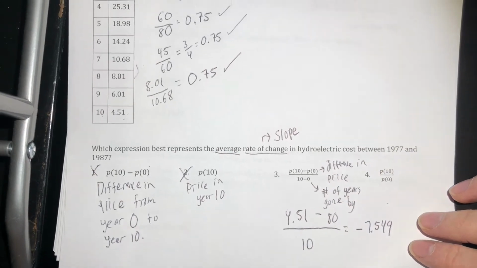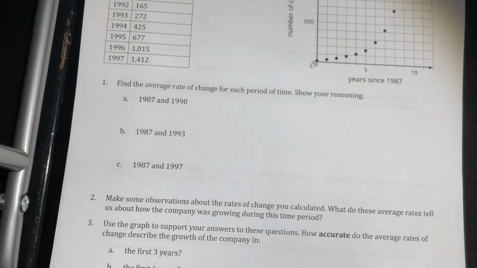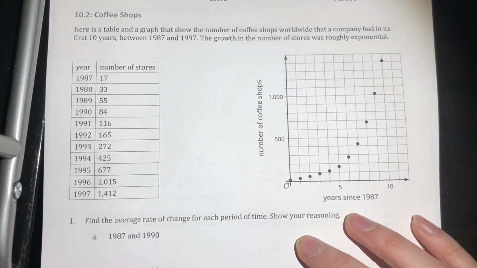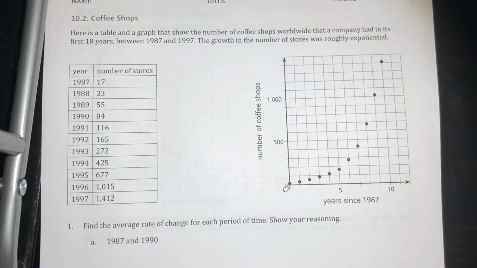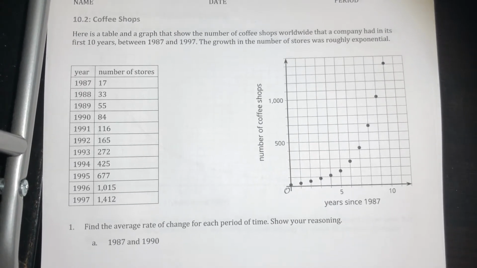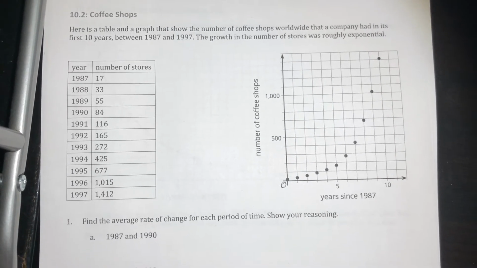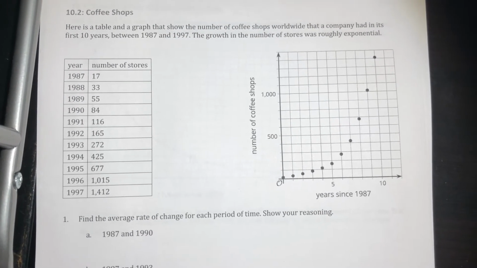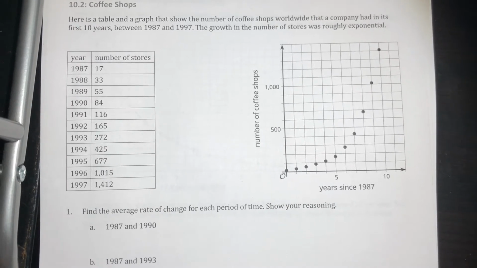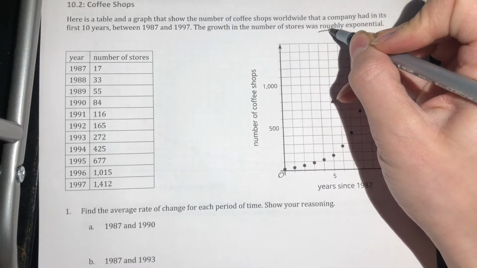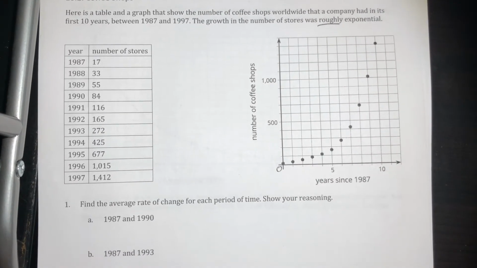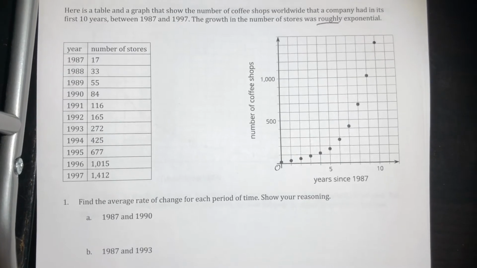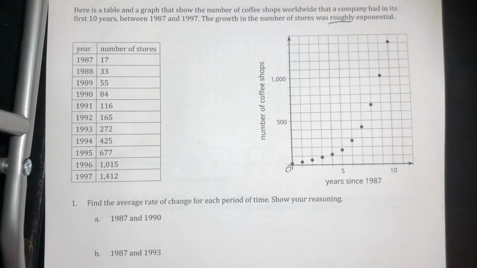And let's flip to task statement number 2. Coffee shops. Here's a table and a graph that show the number of coffee shops worldwide that a company had in its first 10 years, between 1987 and 1997. Again, dealing with this old-timey stuff. At least I was alive for this problem. The growth in the number of stores was roughly exponential. It might not be precisely doubling every year, but I don't know if that necessarily matters for this problem, because we're going to be practicing average rate of change.